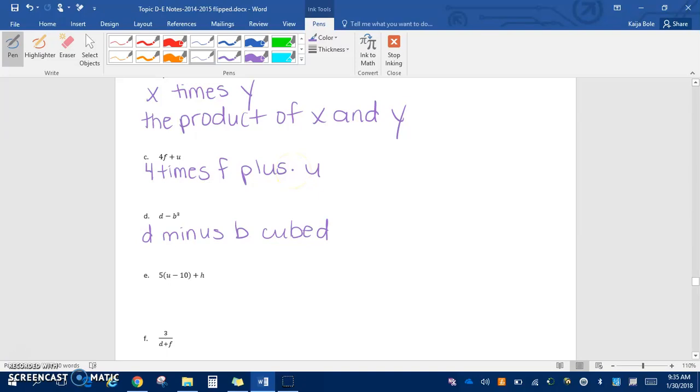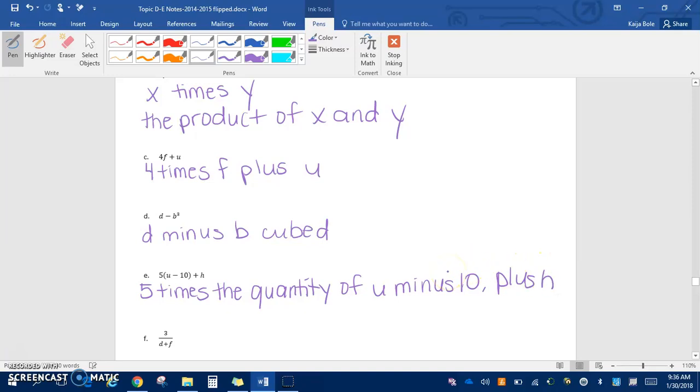Alright, here in part E, we've got a little bit more going on. So we have 5 times, then we have u minus 10 in parentheses, plus h. So we start off from left to right. We have 5 times, and now because we have those parentheses, we need to say the quantity of u minus 10, and then plus h. Right, so don't forget that we need that quantity of because of those parentheses.